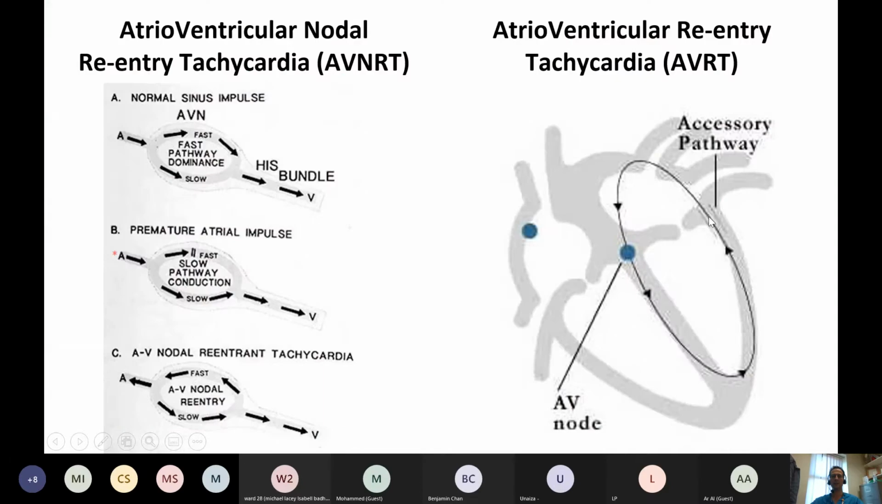We can also use beta blockers to control symptoms, and particularly in AVNRT, that might be all that's required. But as soon as you've got an accessory pathway, a Wolff-Parkinson-White type condition, that needs to be considered for ablation because of the risk of sudden death if you went into AF.